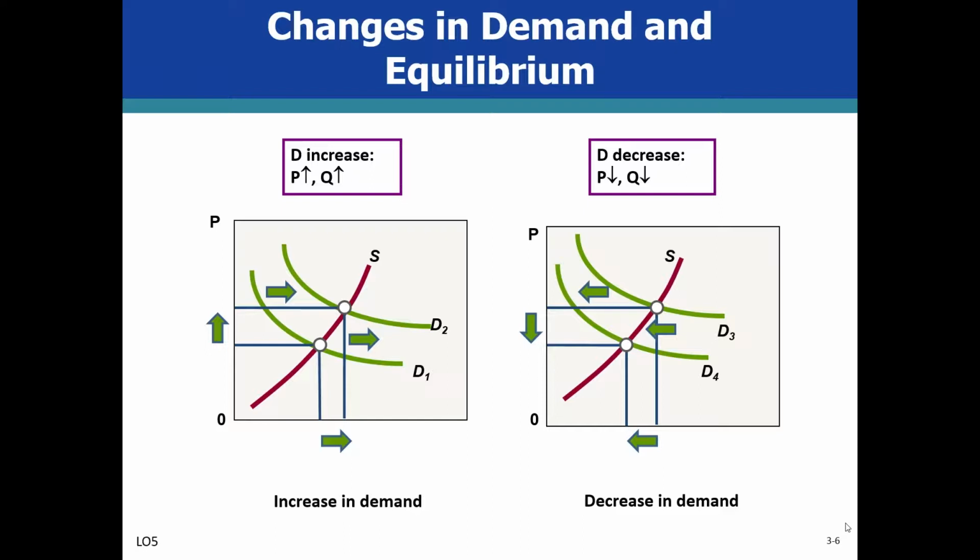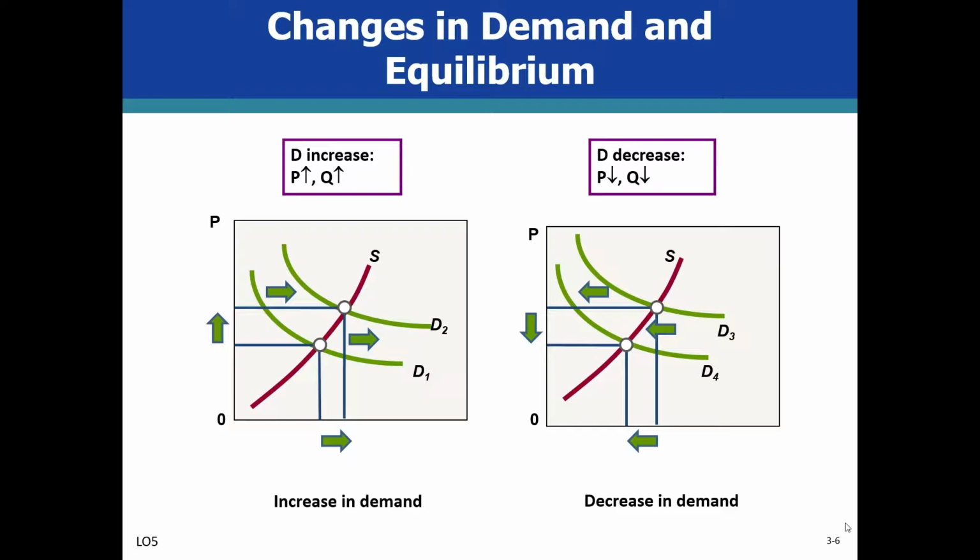In the next few slides, we're going to provide examples of changes in demand and supply and how it can change the equilibrium point. For demand changes, on the left, we see the result of a change in demand with a supply curve that is constant. That is, no change in the determinants of supply other than price.